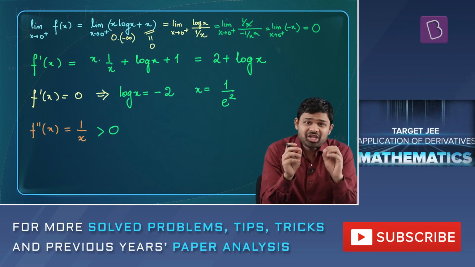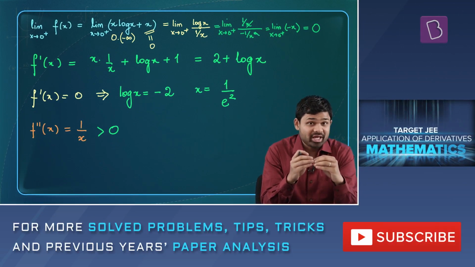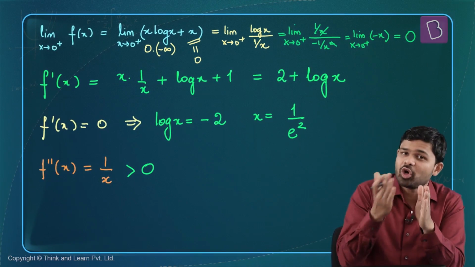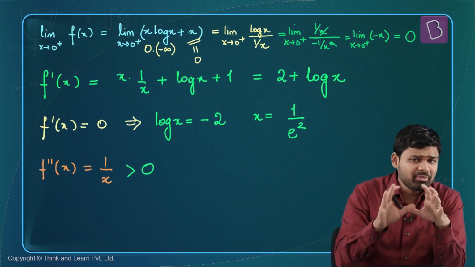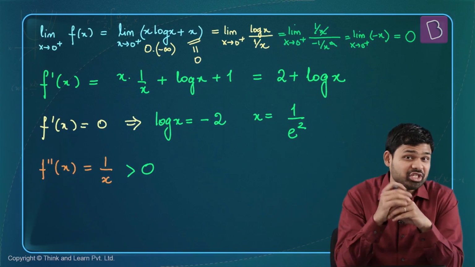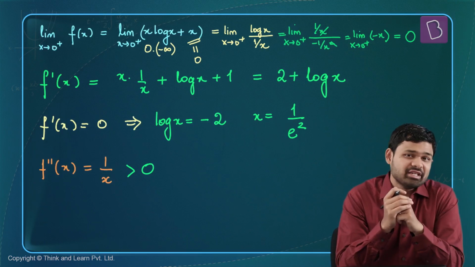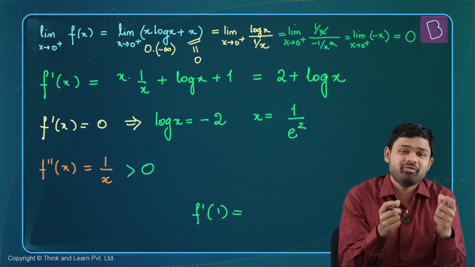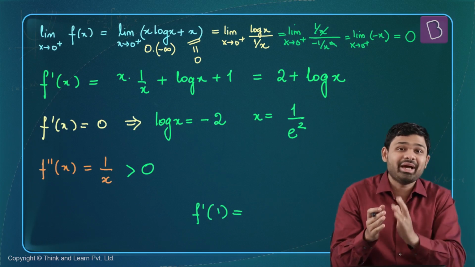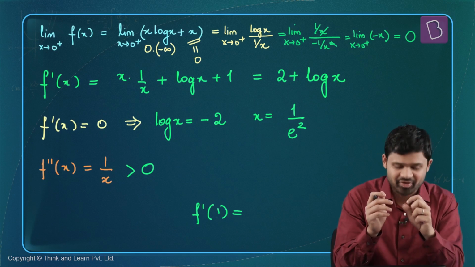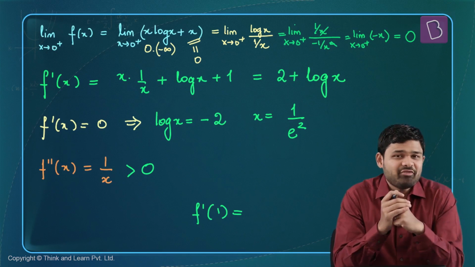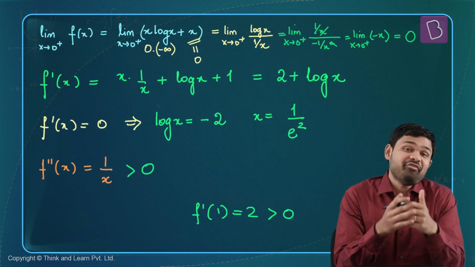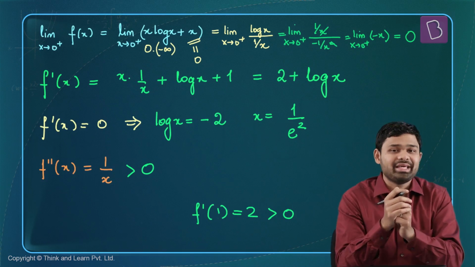So f dash of 1 by e square is 0. Let's try and find out the nature, the monotonicity of the function before 1 by e square and after 1 by e square. So from the looks of it, before 1 by e square, this function is a decreasing function, and after that it's an increasing function. So f dash of 1, it's one random value of x in the interval 1 by e square to infinity. In that interval of x, if I take the value of x as 1, you see f dash of 1 is 2, which is greater than 0. This indeed means that the function is increasing after 1 by e square.